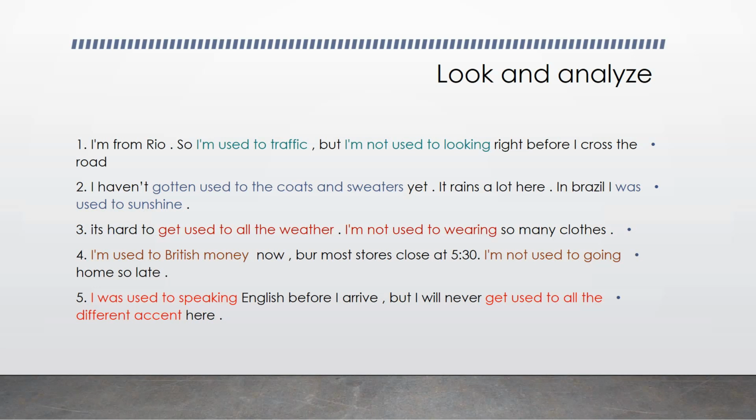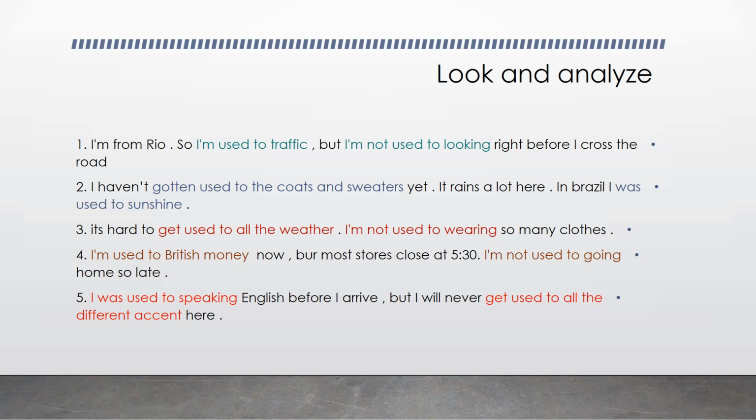In sentence number 3, it's hard to get used to all the weather. I'm not used to wearing so many clothes. It's hard to get used to all the weathers. After used to, here we use all the weathers. جميع حالات الجو. Get used to. It's hard to get used to. Why get? Because we have to. And after to we have an infinitive verb. Get used to all the weather. Not used to wearing so many clothes. بمعنى أنه لم يعتاد على لبس جميع هذه الملابس أو الكثير من الملابس. So here I'm not used to wearing. Wearing, sorry, it's in the ing form.